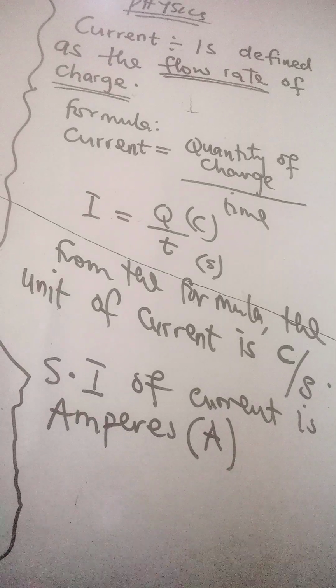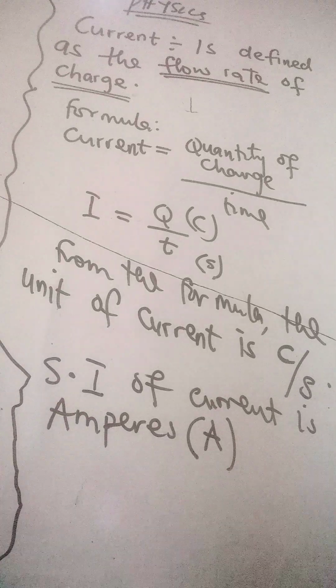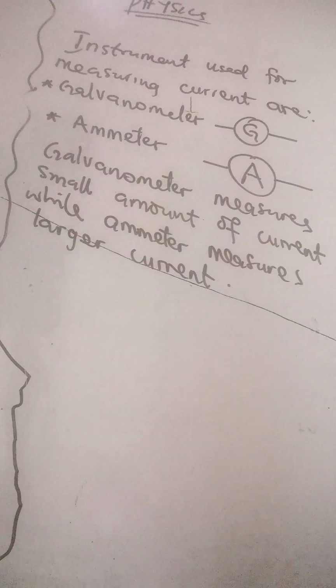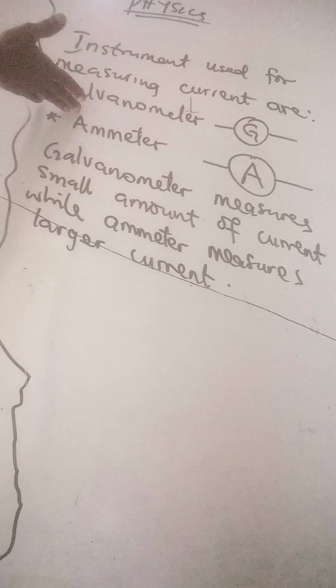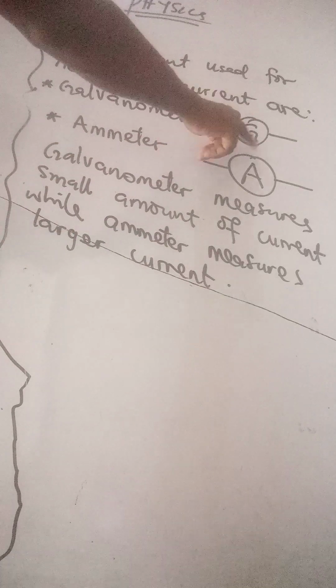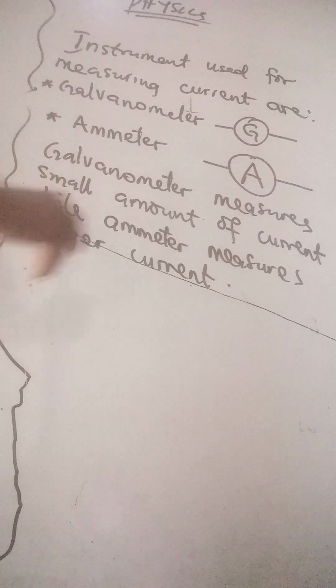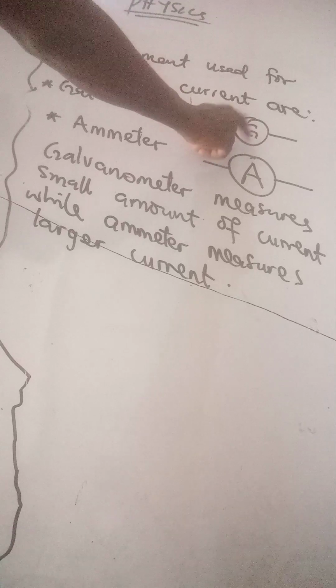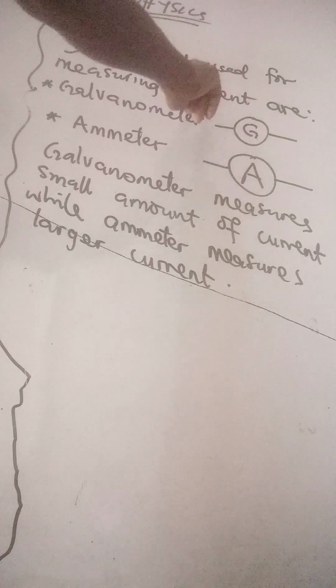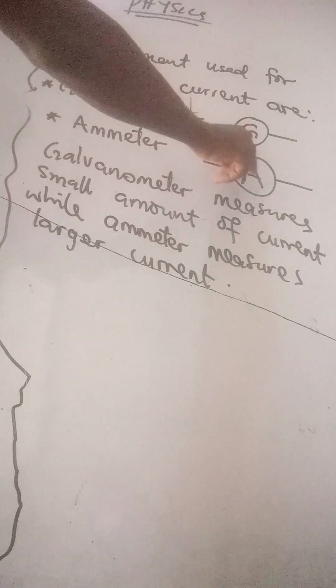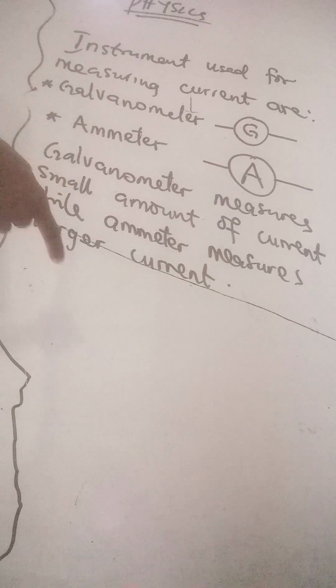Okay. Now, another thing we need to know is the instruments used for measuring current. We have the galvanometer. This is a symbol used on circuit diagrams to represent the galvanometer. You see a capital letter G at the center of a circle or a box. While we have the ammeter with a capital letter A inside a circle or a box.